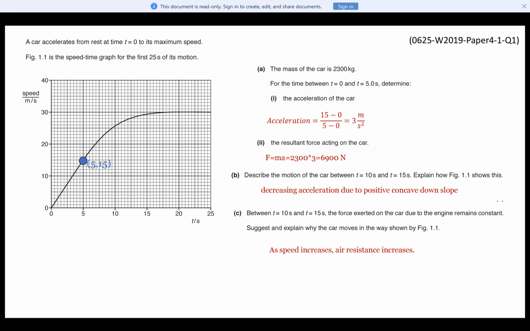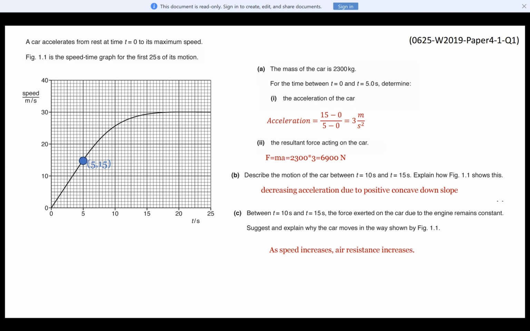And we explain how the figure shows this. So of course, here it's concave down. And since it's concave down, it's frowning. And that tells us that the slope is decreasing. So we have decreasing acceleration because the slope here is acceleration. So we have decreasing acceleration due to the positive and concave down slope.